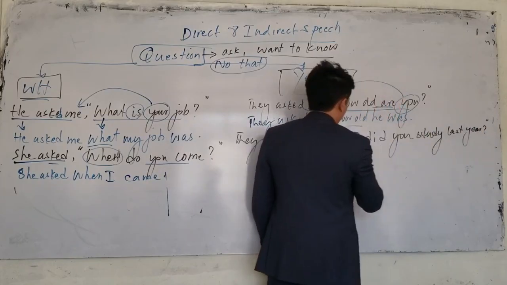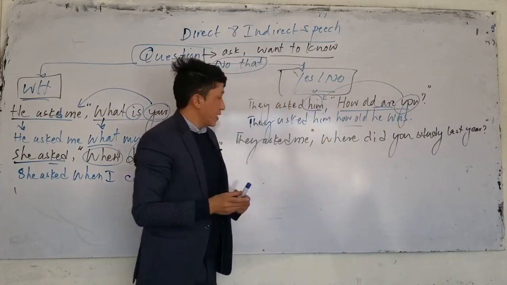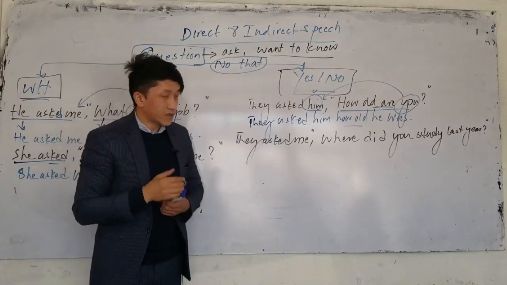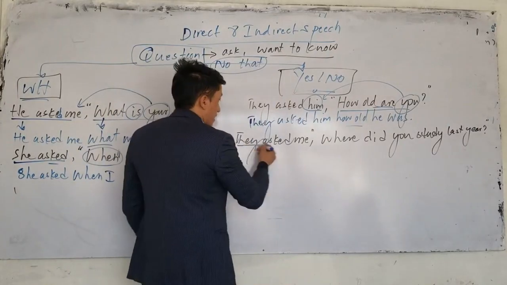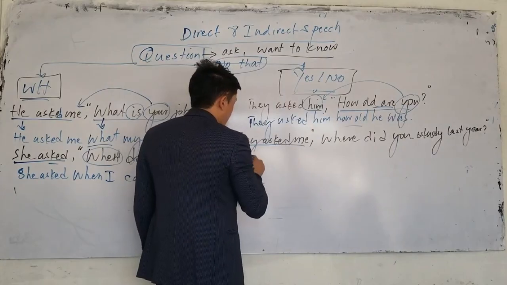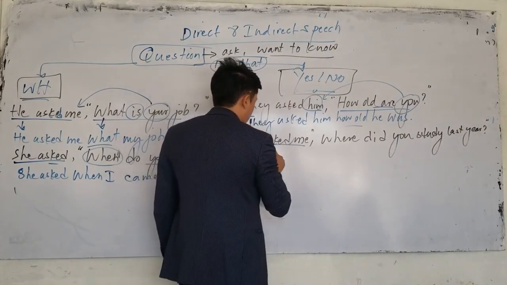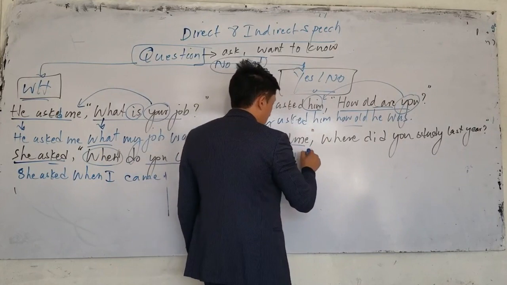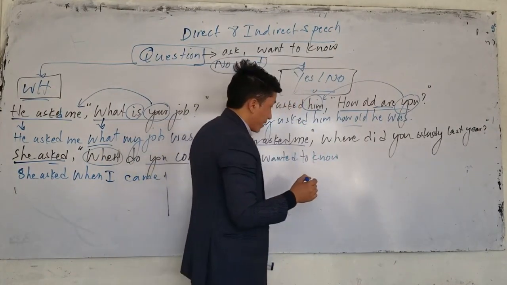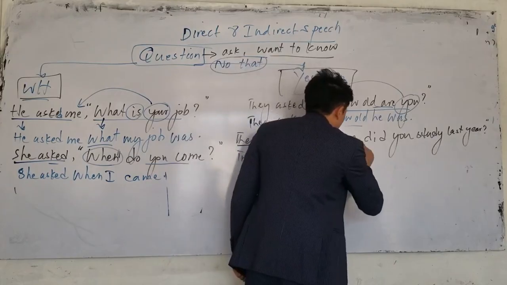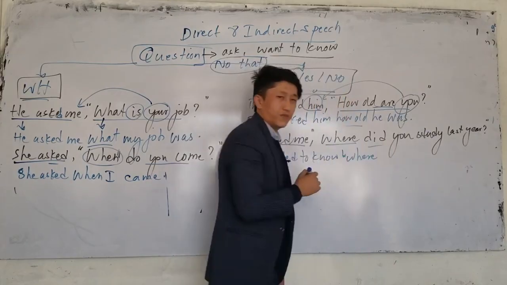Now, how should I change it to indirect speech? They asked me, where did you study last year? How should I change it now? So we bring it down. What do we say? They wanted to know. Okay, they wanted to know, or they asked me, that's also right. And after that, what do we use? WH word. Bring WH. What is the WH word here? Where.